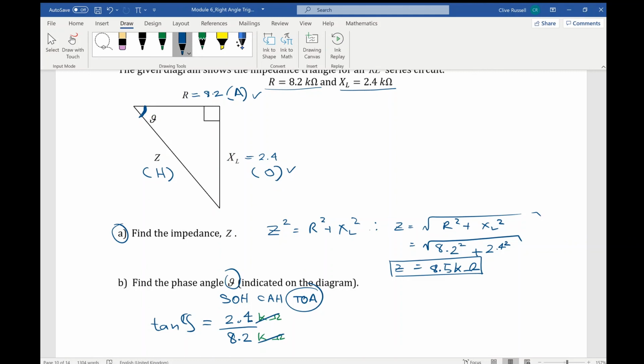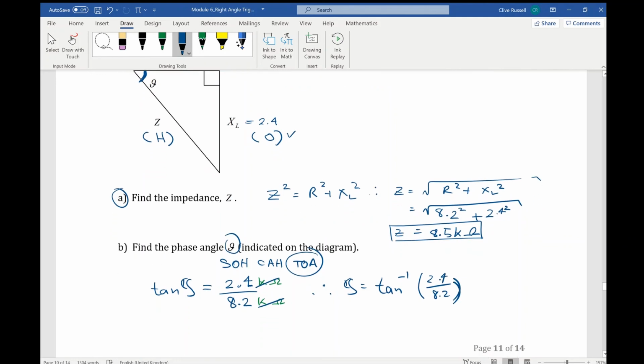So now we can say therefore the angle I is the angle whose tangent is, so tan inverse of 2.4 over 8.2. And if you do that, you now get that the angle is just 16 degrees. All right, so that's the lesson. That's a wrap.